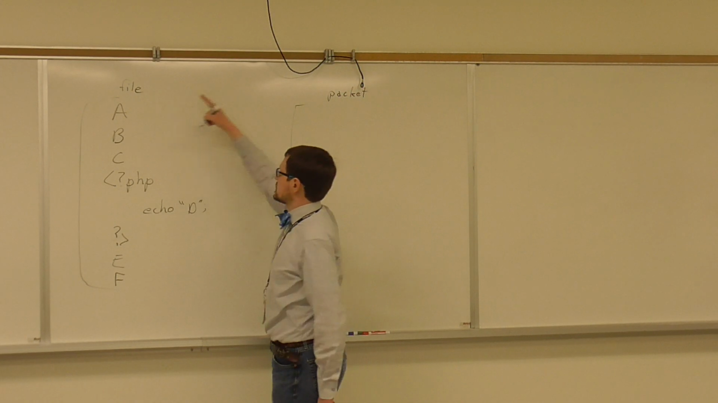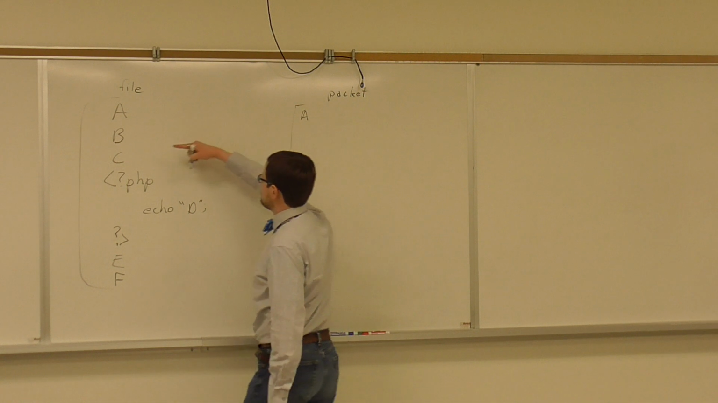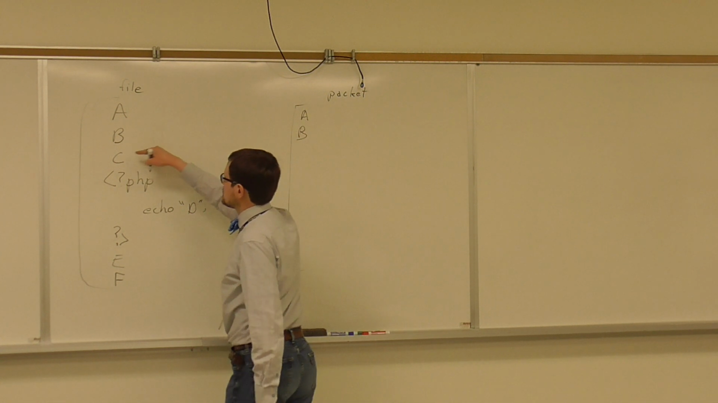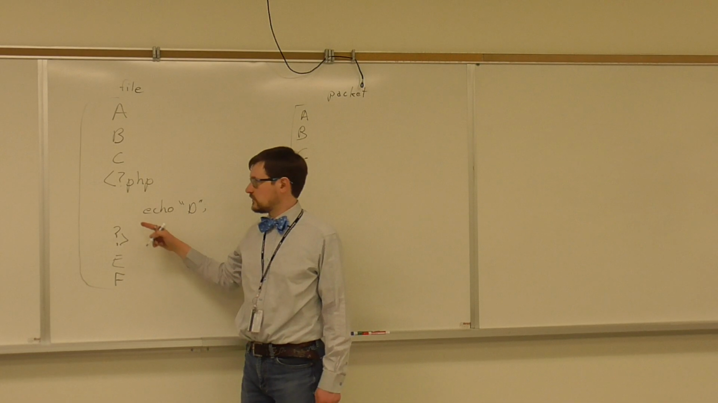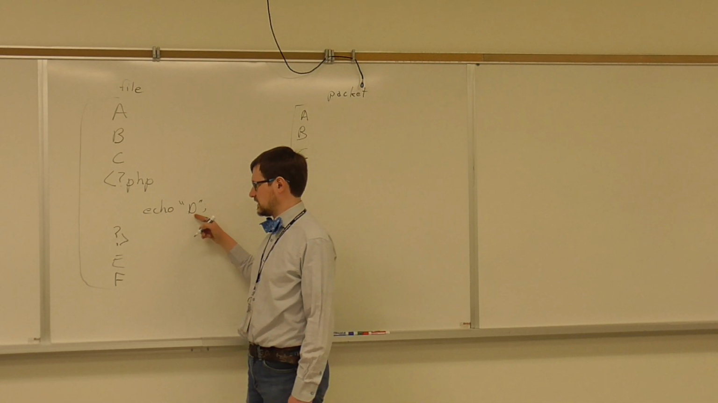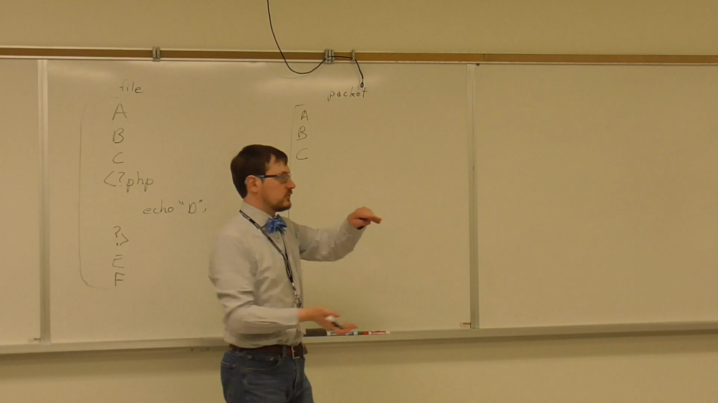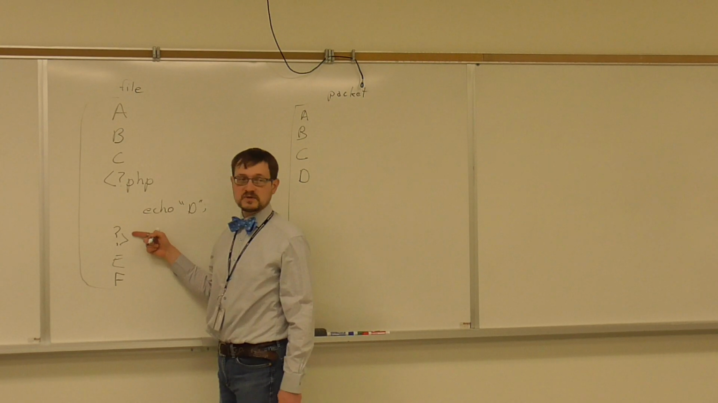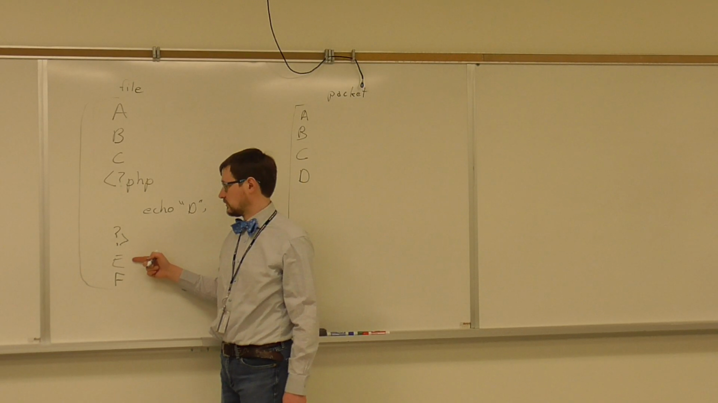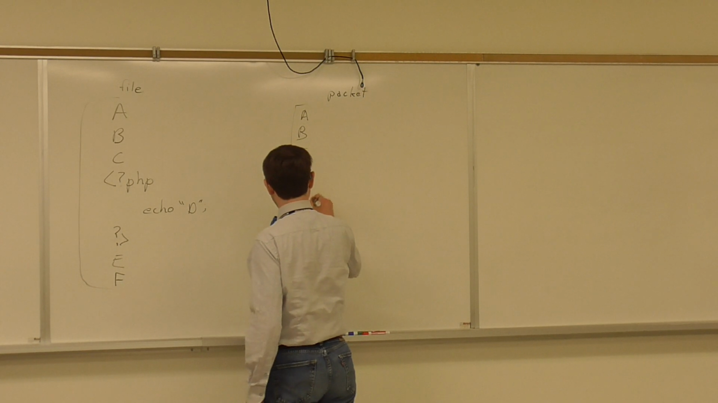It says A is in text mode, B is in text mode, C is in text mode. This is in PHP mode. What is PHP doing? Execute echo D. Okay, I'm collecting the echoed output and putting it in the file. D. I end PHP mode and then I continue as normal. E and F.